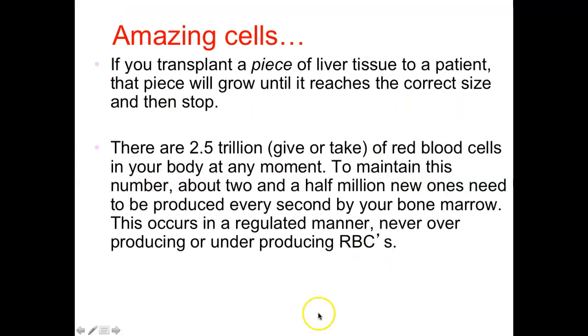All right, so leaving on a happy note, cells are very resilient. If you transplant a piece of liver tissue into a patient, that piece will grow until it reaches the correct size and then stop. And in your body right now, there are about 2.5 trillion red blood cells, and to maintain that number, 2.5 million new ones need to be produced every second by your bone marrow. This occurs in a regulated manner, never overproducing or underproducing red blood cells. So your body is pretty amazing. These cells are pretty amazing, and they can self-regulate for most people's lifetime.